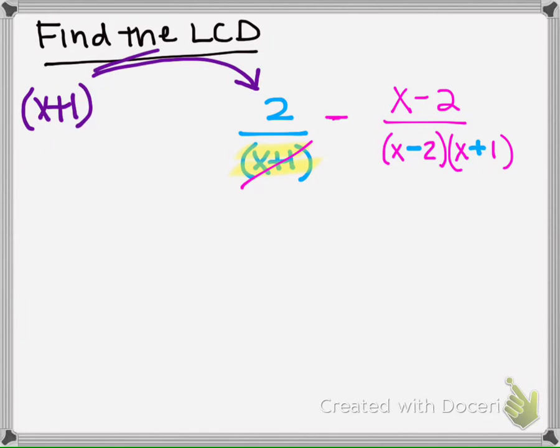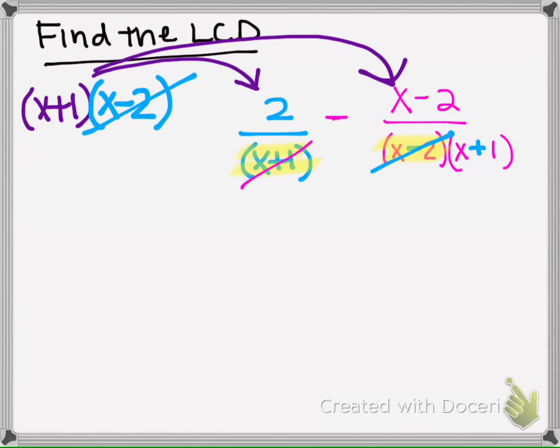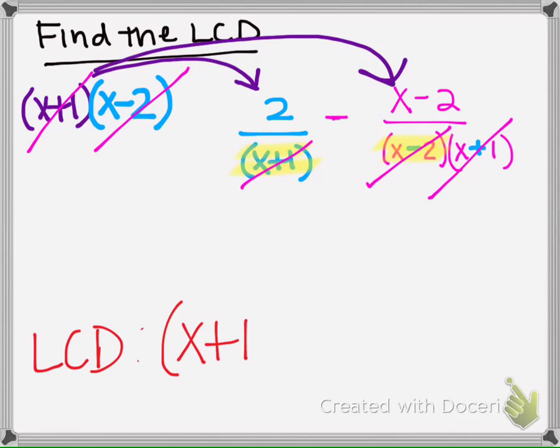Now if we think about the next fraction here, we need the x minus 2. So I need to add on x minus 2 here, so that way this will cancel out with this. And then the x minus 2 will cancel out with the x minus 2, and the x plus 1 will cancel out with the x plus 1. So we're good. Our least common denominator is x plus 1 times x minus 2.